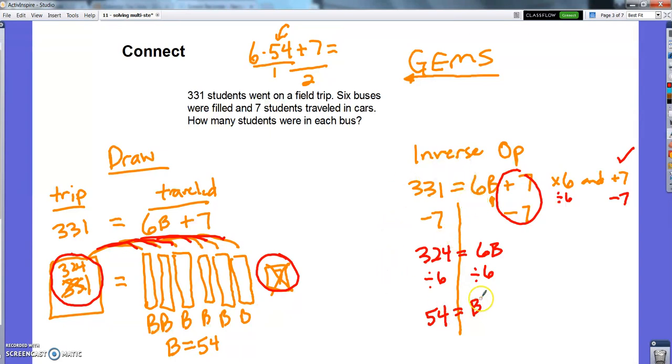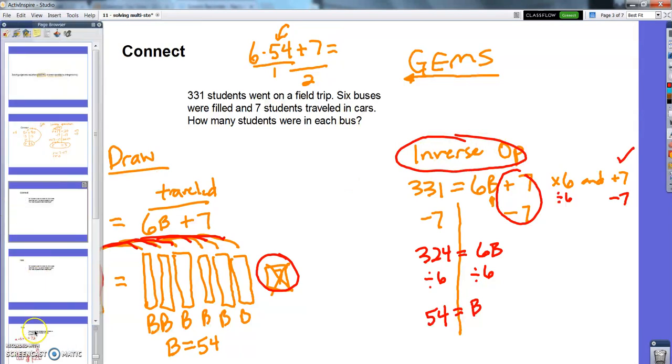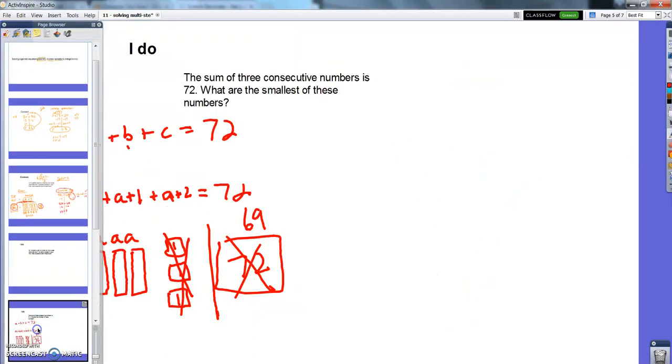So this is what I did with my drawings. I just only did the math. You can see me subtract 7 back in the drawing, and you can see me divide by 6 in the drawing. All the same thing, I just used the inverse operation strategy. Let me do one more before we go to the we do.